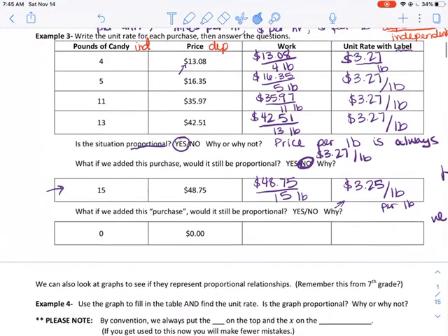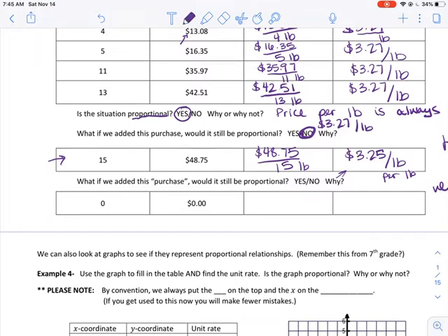Okay, let's look at this one. What if this 15 pounds didn't exist and we had $0 and $0? Well, if you think of proportional, hopefully last year you learned that a proportional relationship can be represented by y equals kx, i.e. you always multiply the number of pounds you have by the same number, and that tells you how many dollars it will cost.